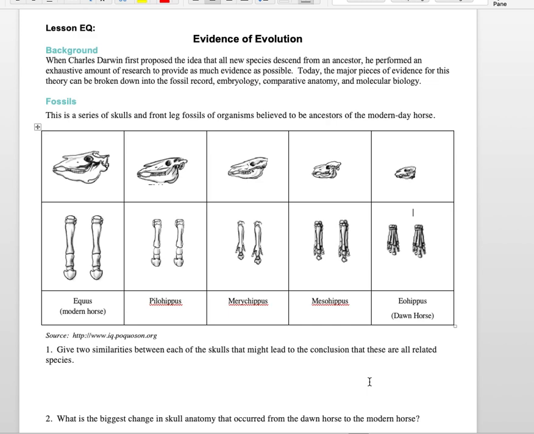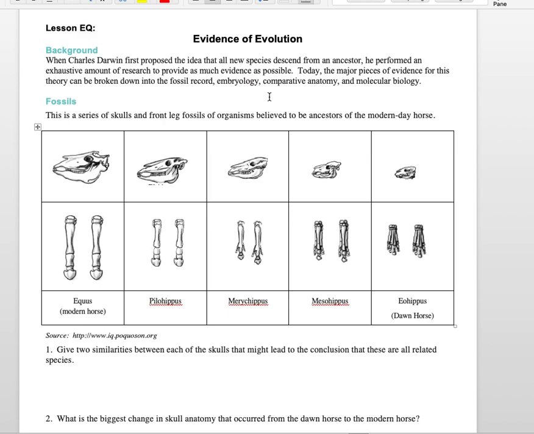Today, the major pieces of evidence for this theory can be broken down into 4 categories. You have the fossil record, embryology, comparative anatomy, and molecular biology. You want to go ahead and write those things down. Fossil record, embryology, comparative anatomy, and molecular biology.